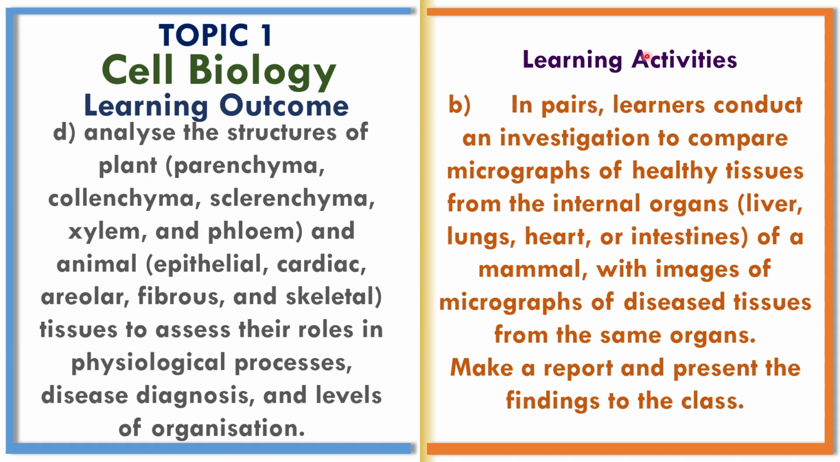We have been looking at learning activity B. In pairs, learners conduct an investigation to compare micrographs of healthy tissues from internal organs, liver, lungs, heart, or intestines of a mammal with images of micrographs of diseased tissues from the same organs. Make a report and present the findings to the class.